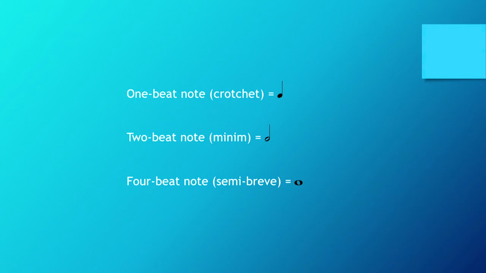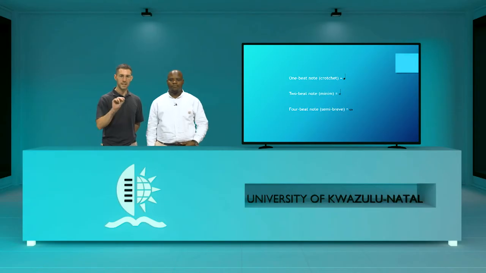If you look at how the notes are written, the crotchet is a colored-in notehead with a tail on it.